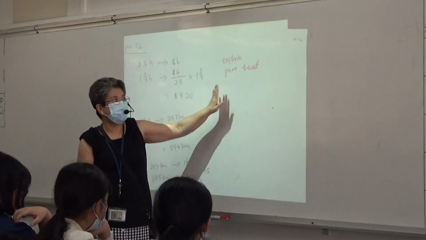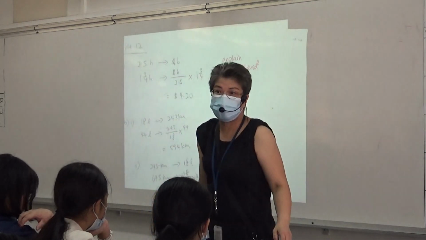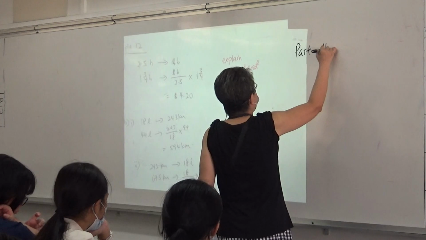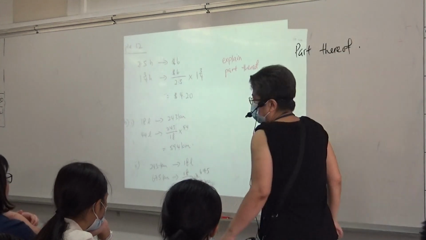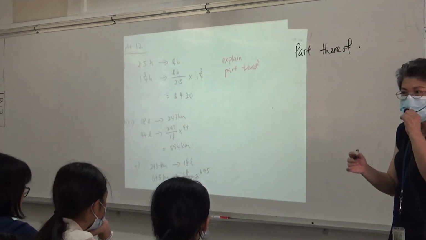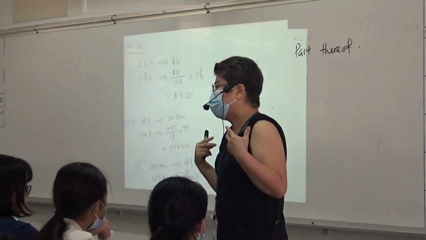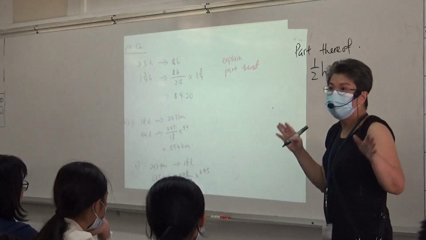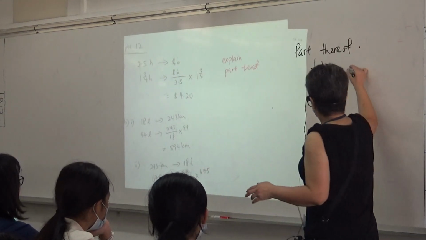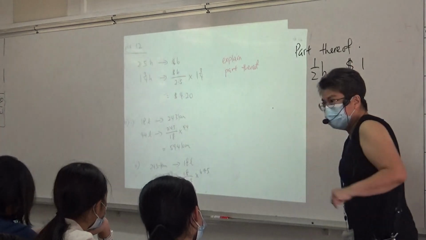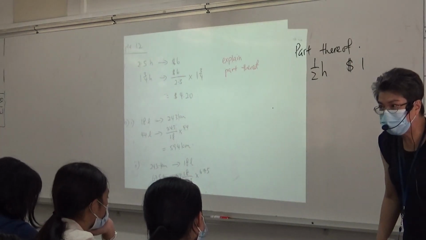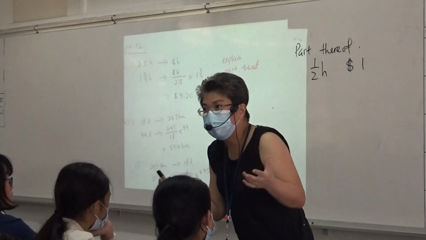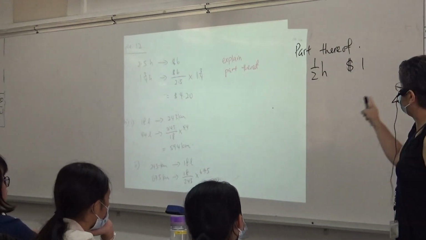Now I wrote this in red because I want to explain to you what is part thereof. Okay, some questions will give you in terms of part thereof. What do you mean by that? Now, some parking, listen to me please, this one is important. They will give in half-hour blocks. Maybe every half hour is $1. Understand? Now, if I park for 25 minutes, it's still $1.